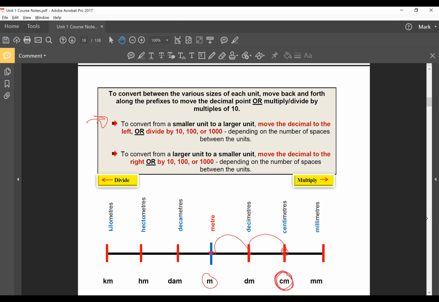I'm asking you to go left on the line. So we go left with our decimals or we divide our number. So smaller to larger, you're dividing or moving left.